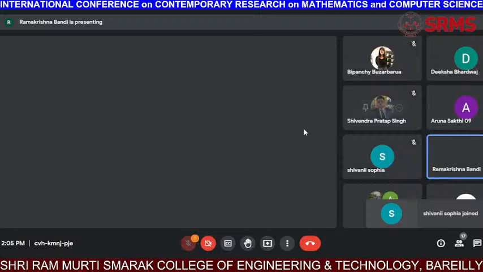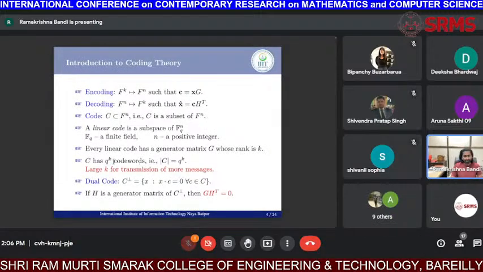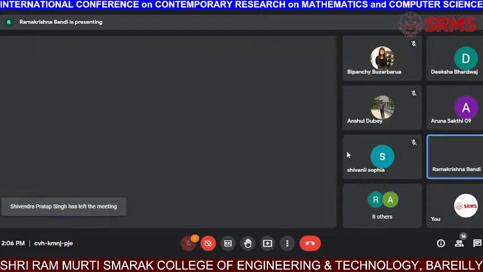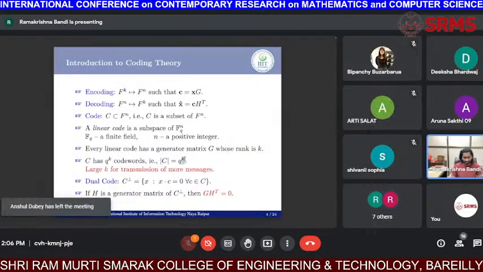Since we're talking about a finite field F_q, and k is the rank of the matrix G, this code C is going to have q to the power k codewords. It's quite a straightforward thing. Now, if you want to send more messages, we need to have a large q or a large k. But the problem is that for a large q, computations would be very difficult because a large q means we are talking about an arbitrary finite field, so it might not be applicable. Usually, as I said, in digital communication, q is taken to be 2. That means q is fixed. So if you want to send more messages, then we need to increase k. That means k should be taken sufficiently large.